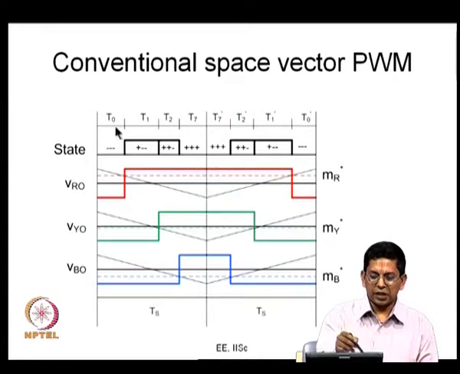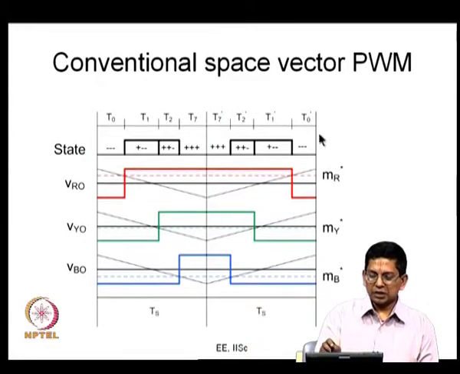This is the inverter state applied against time. You have inverter state 0 (minus minus minus), inverter state plus minus minus, inverter state plus plus minus, and plus plus plus. These are applied for durations T0, T1, T2 and T7 respectively as shown here.